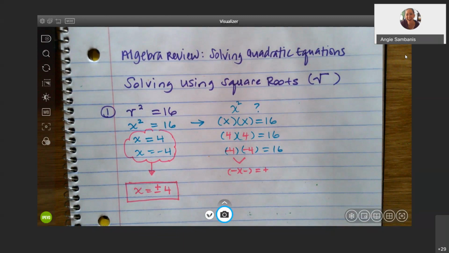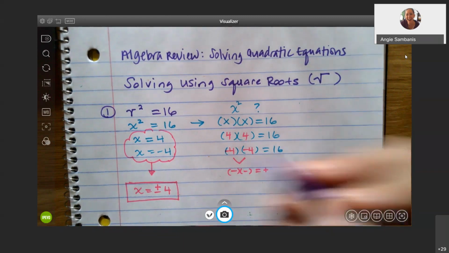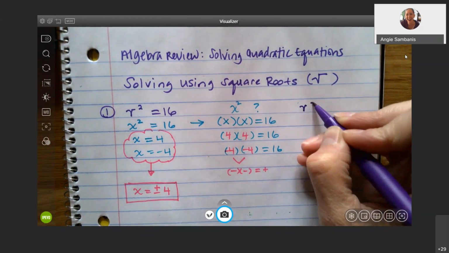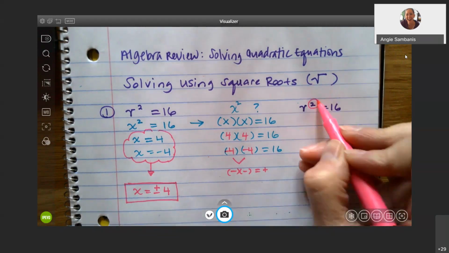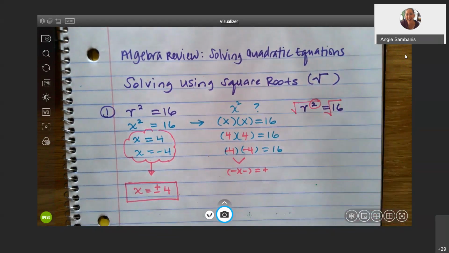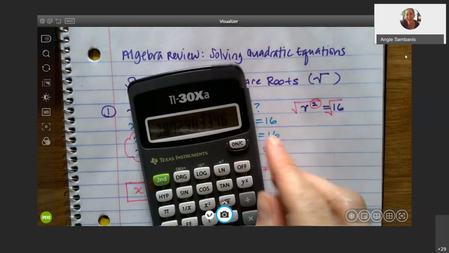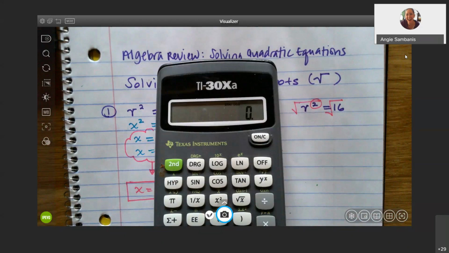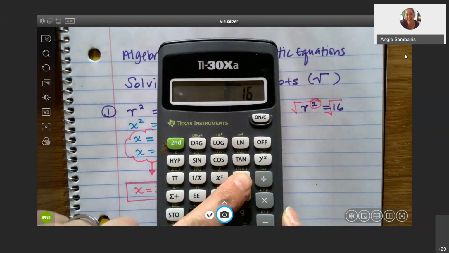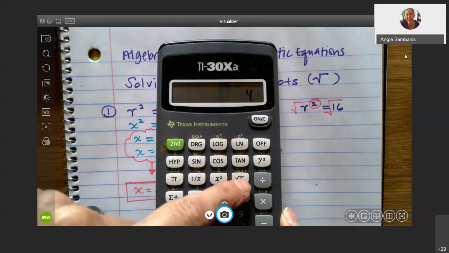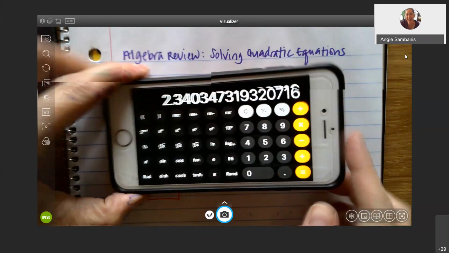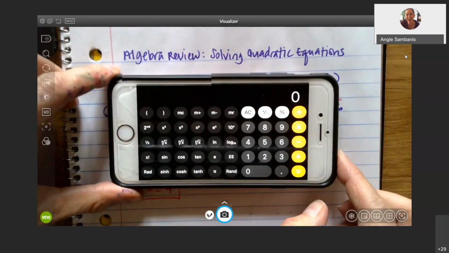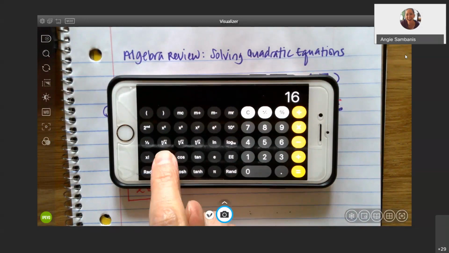So if you get stuck, another way to solve is to use your calculator. The inverse of the square of something is to take the square root. So in your calculator, you can put 16 and then you can use the square root key right here. Or if you're on your phone, 16, and then you're using this square root key here.